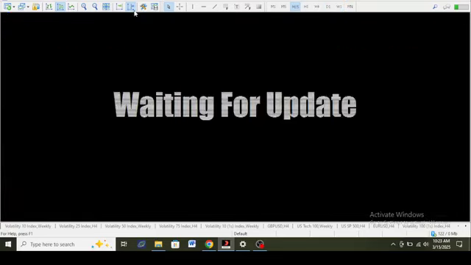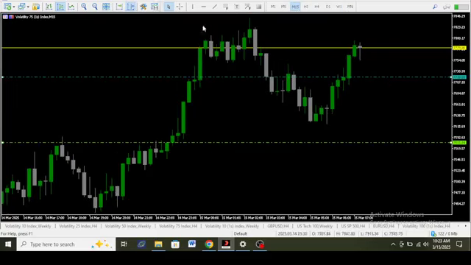Let me see what we have on 15 minutes. We have a nice fair value gap here. We have another one forming here. So that's why I'm saying this one can be used as an entry here. Okay. This fair value gap here at 15 minutes can be used for an entry.